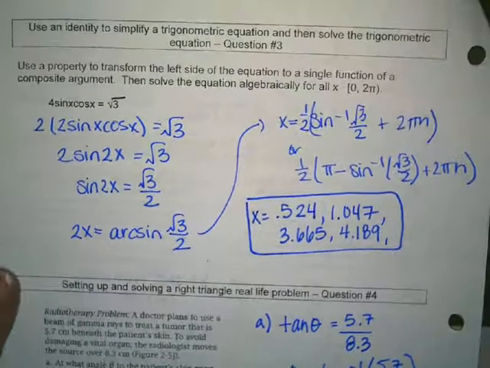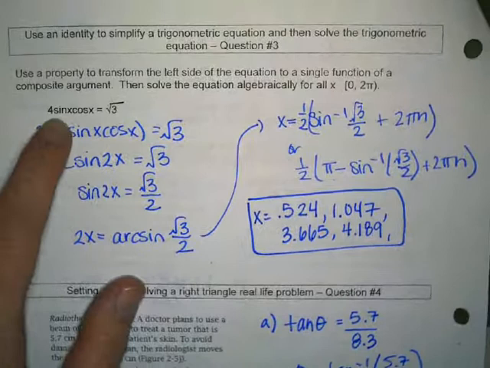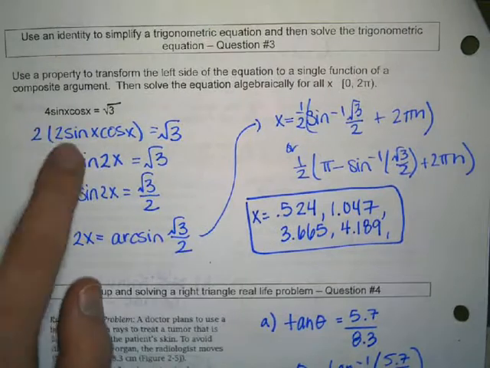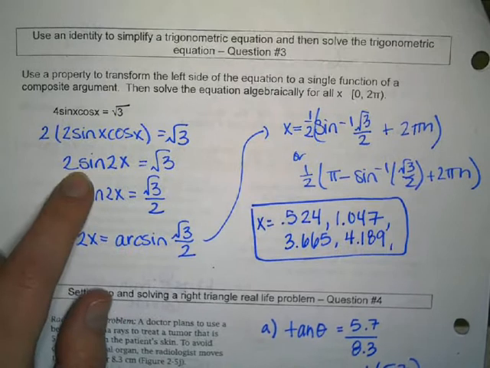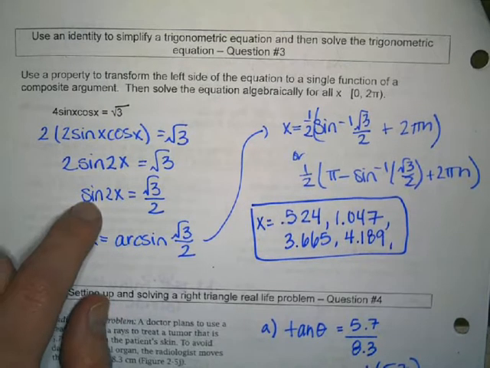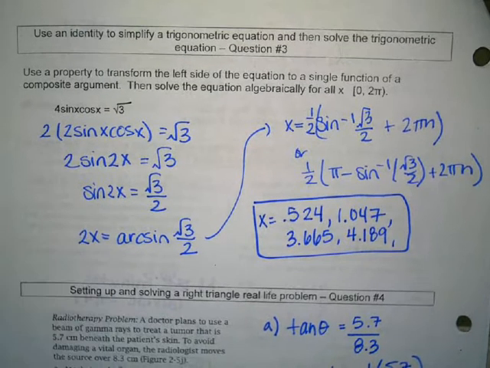This one, you first had to use a property. I rewrote this with 2 times 2 sine x cosine x, because then that looks like the double angle property for sine. And then I divided both sides by 2, and then I took the arc sine of both sides.